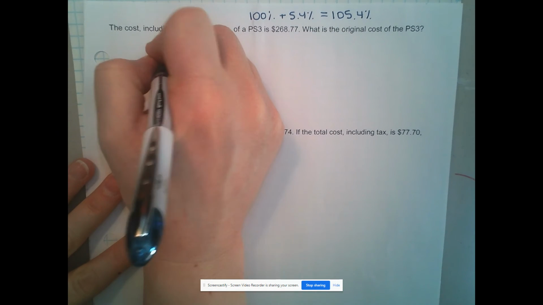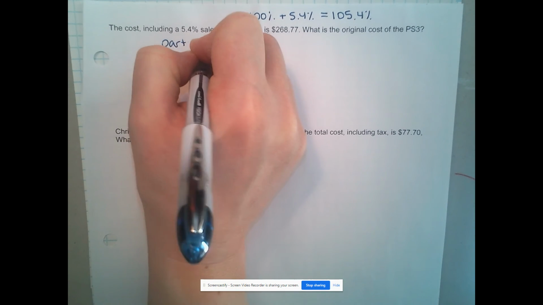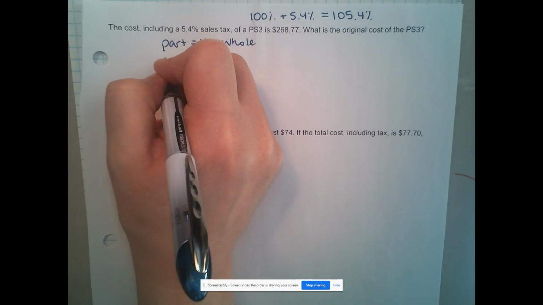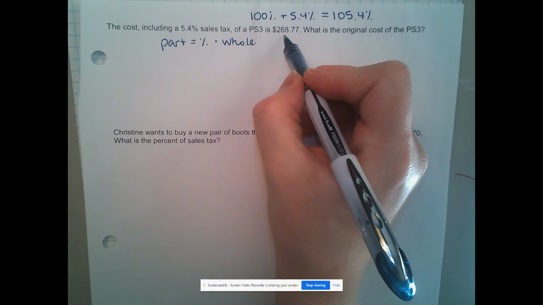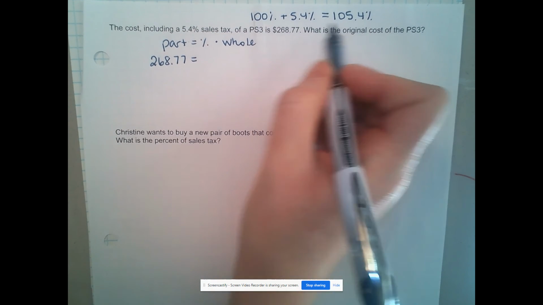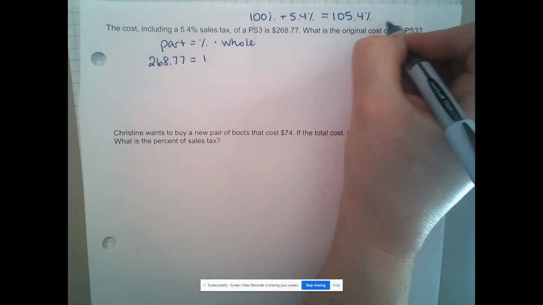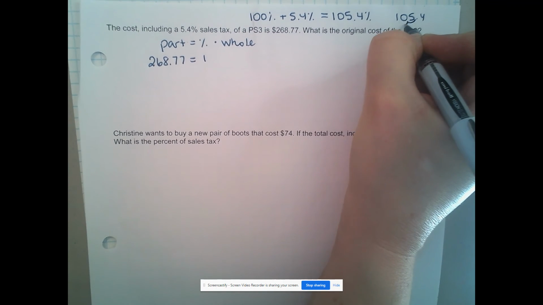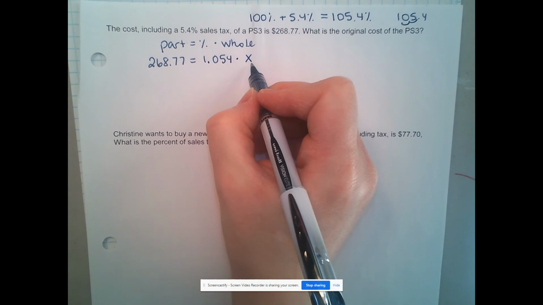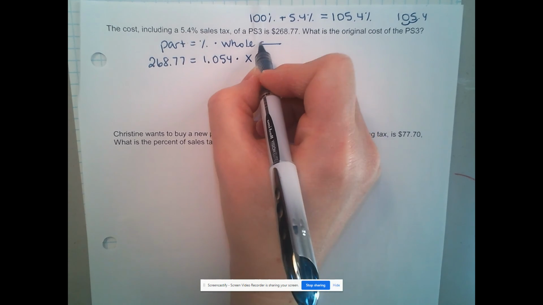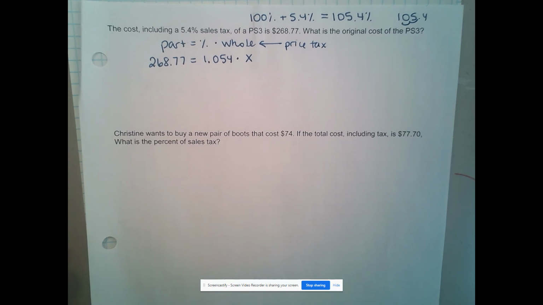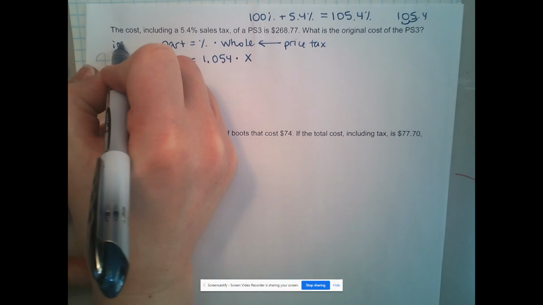So if we do part equals percent times the whole, the part that they paid was $268.77. The percent that they paid was 105.4. So if I move my decimal point over 2 places, 1.054 times whatever the whole price was on the price tag. This whole was the whole price of the PS3 on the price tag. This part includes the tax.